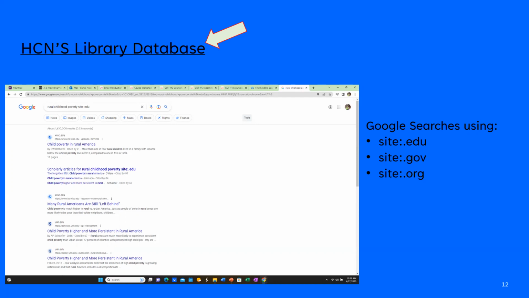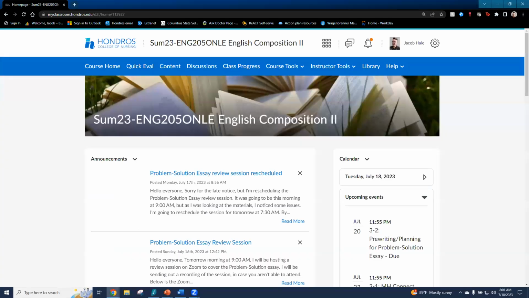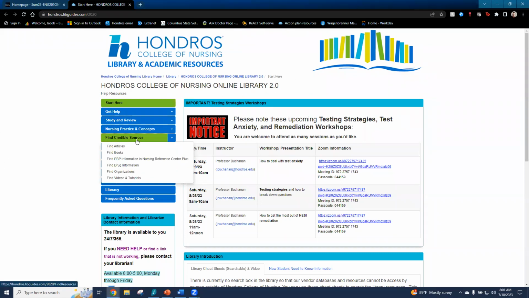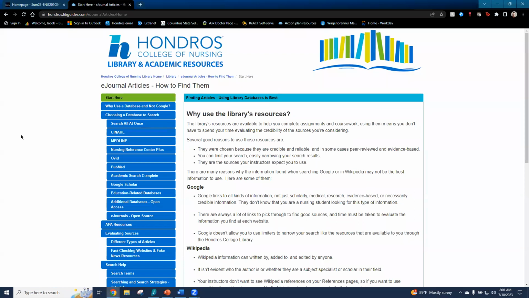But let me show you how to navigate our library's website. So here we have our My Classroom homepage, and we have a button here in the blue navigation bar labeled Library. I'm going to hit that. That'll take us to our library page. And then I'm going to go to Find Credible Sources over here on the left. And for this assignment, I'm interested in finding articles, so I'm going to click that button.